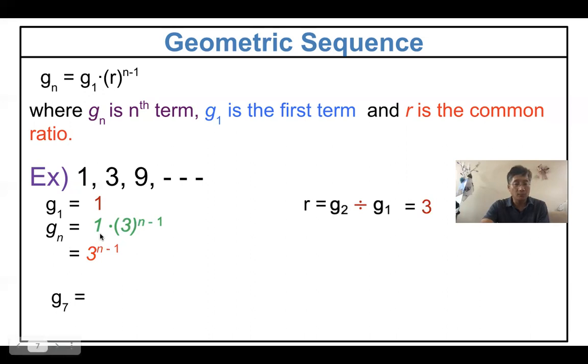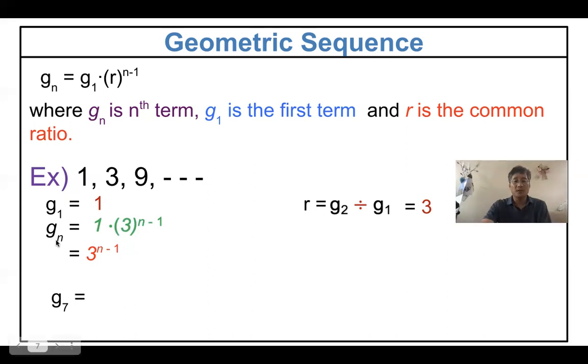But if it is not 1, don't multiply 1 and 3 like this. 1 is okay here, 3 to the n minus 1. But if it is 2, you should leave the 2 here, because if you multiply 2 and 3, it's wrong, all right? When you have a power, you cannot multiply the two numbers. Exponent first, PEMDAS. So do not multiply the first term and the common ratio. That is a common error. Many people make the same mistake.